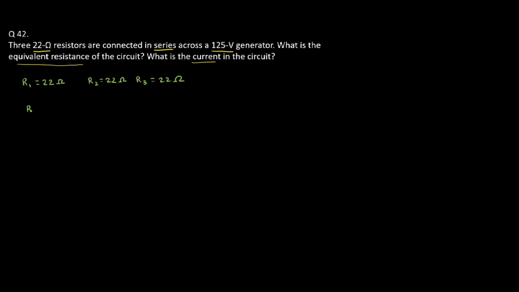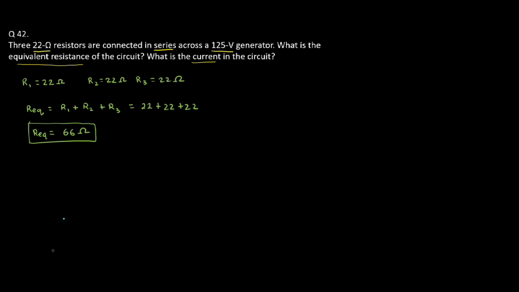Equivalent resistance for a series circuit is given by adding the individual resistances. It will be R1 plus R2 plus R3. And when you add the individual resistances, you get 22 plus 22 plus 22, which will give me the answer as 66 ohms. This is the equivalent resistance.